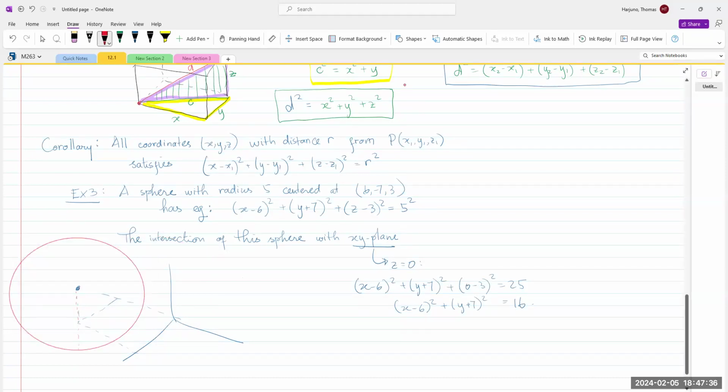Now, how to depict this is not just a circle, but a sphere in space. So I try to draw it this way. You see that these dashes are actually parallel to the x, y, and z axes. Okay, and then I do the further dashes like this.